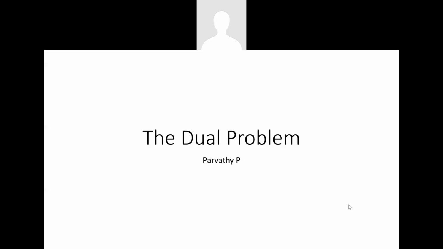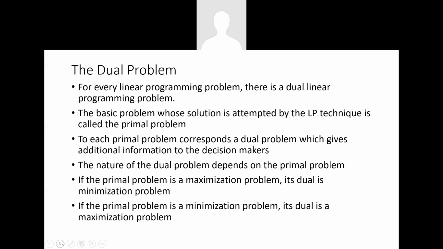Okay, here we are going to discuss the dual problem. The dual problem is associated with the linear programming problem. That is, if you have a basic problem for which you are trying to find a solution using the linear programming technique, that is usually referred to as a primal problem. And for every primal problem, there is a corresponding dual problem.